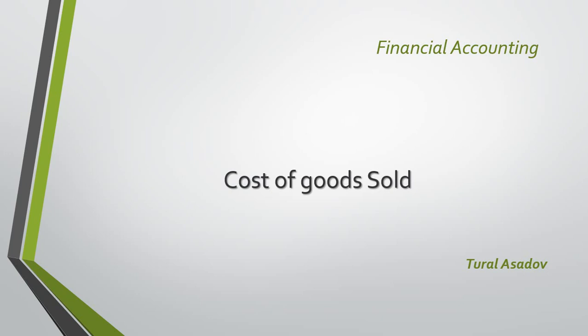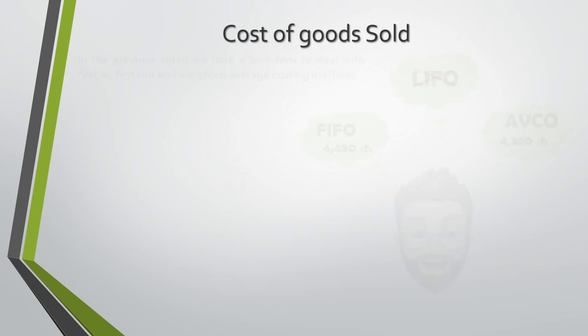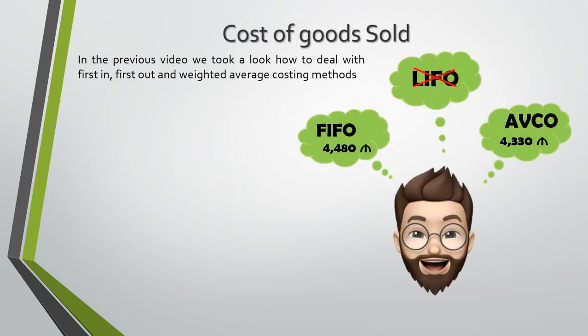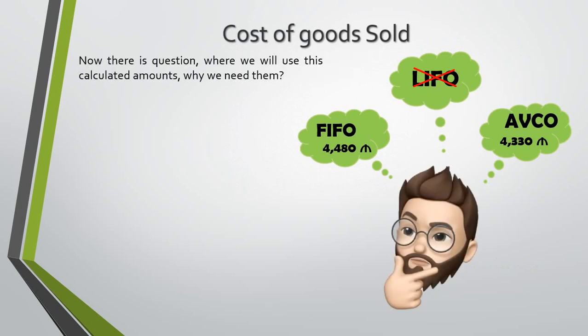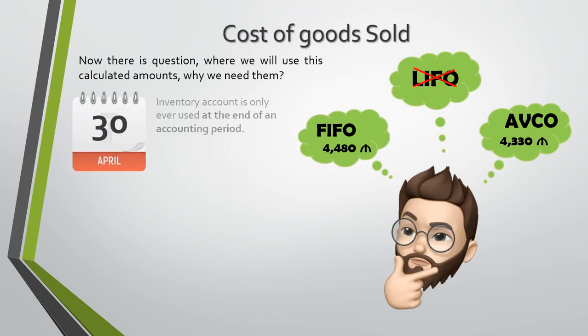Good day. In the previous video, we took a look at how to deal with first in, first out and weighted average costing methods. Now, there's a question: where will we use these calculated amounts, and why do we need them? Imagine that we made an inventory count at the end of the accounting period. Now we know the quantity of our stock items, but in our statements we cannot mention quantity. We need an amount which represents the total value of our inventory.